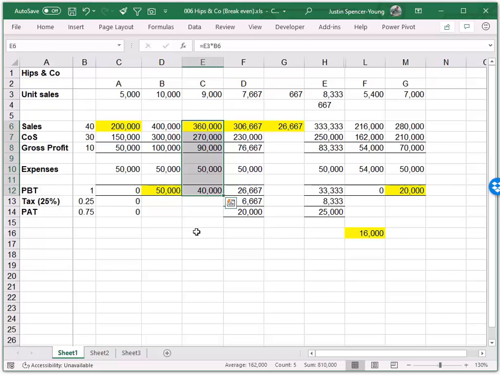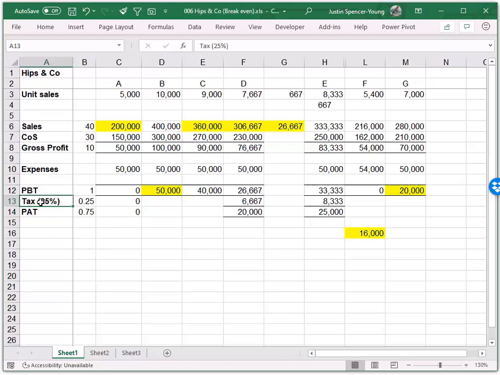Let's move on to question D. So in D, they specifically gave us this profit after tax number of 20,000, and they asked us to calculate the sales required. So there's a little trick that we need to get from profit after tax to profit before tax, and I've put some data here to help us with that.